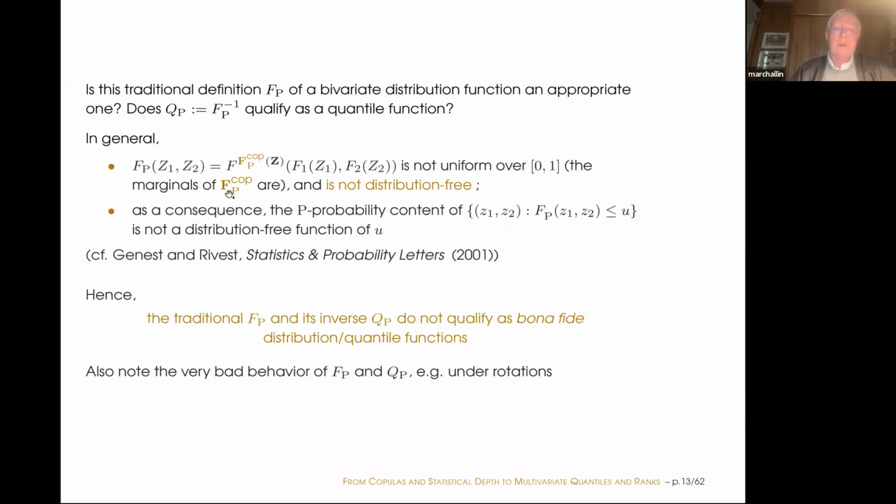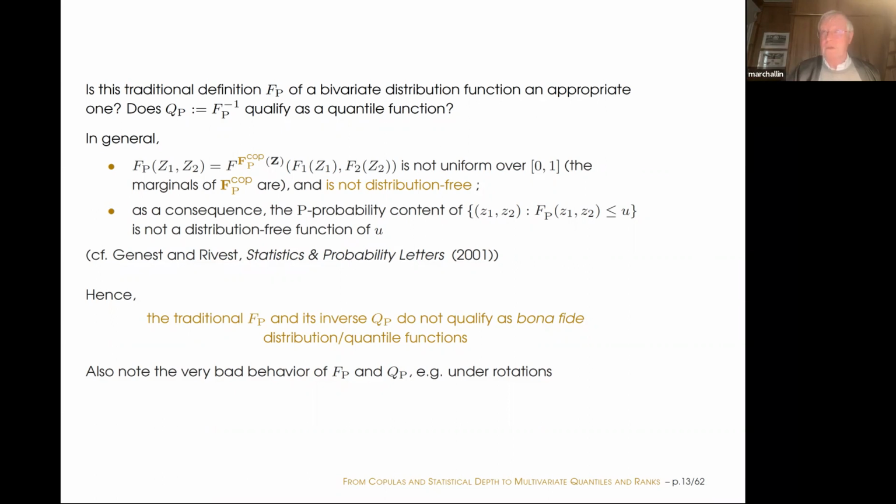Here we have that the marginals are uniform over the unit intervals, but the joint distribution is the copula, and the copula depends on the original distribution P. So the distribution freeness property is not there. It is only there in the marginal sense, okay? And as a consequence, if you look at the probability contents of the region obtained by inverting this traditional distribution function, this probability content is not distribution free, and it will depend on the underlying P. And so it's a bad concept for a quantile.